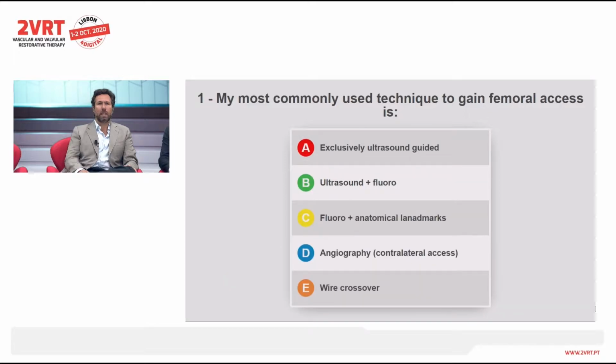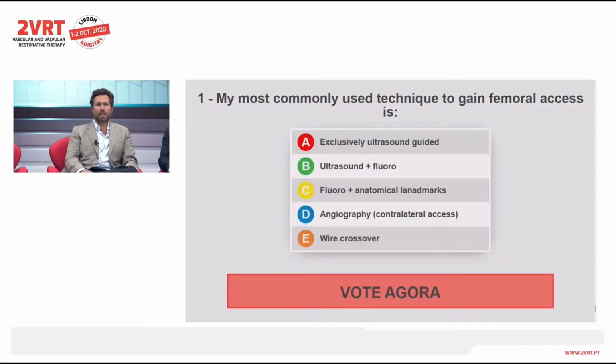my most commonly used technique to gain femoral access is A, exclusively ultrasound guided, B, ultrasound plus fluoro, C, fluoro plus anatomical landmarks, D, angiography with contralateral access, and E, puncture with a wide crossover. So please, could you vote? And meanwhile, after these votes, we're going to start with the first presentation, which will be about ultrasound guidance.